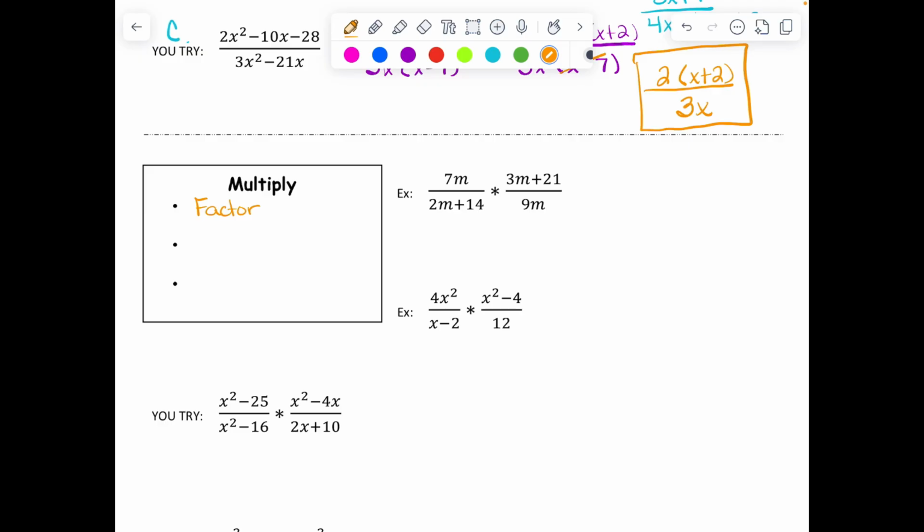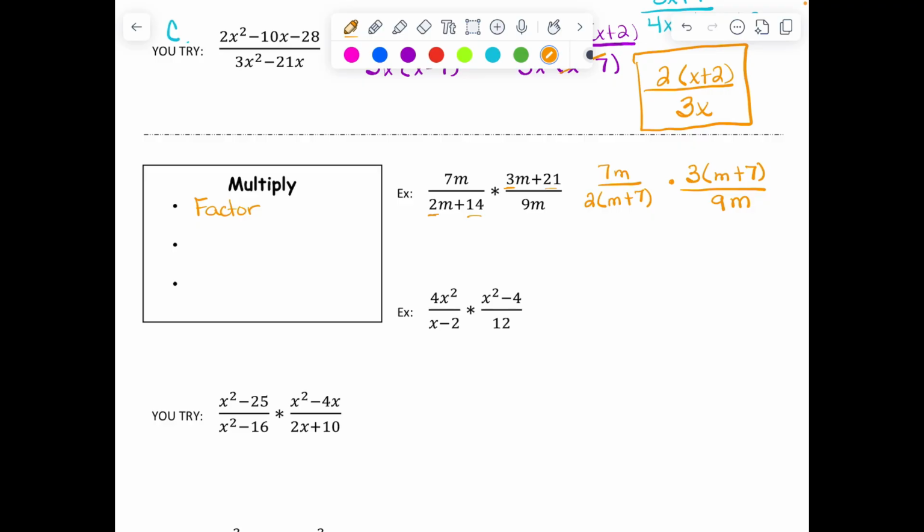So we look at the first one and we say, okay, well, 7m can't be factored any more, so we'll keep it 7m. There is a GCF here, so we can take that out. We've got m plus 7. And then we do the other side. So GCF here, take out a 3. We've got m plus 7 over 9m.